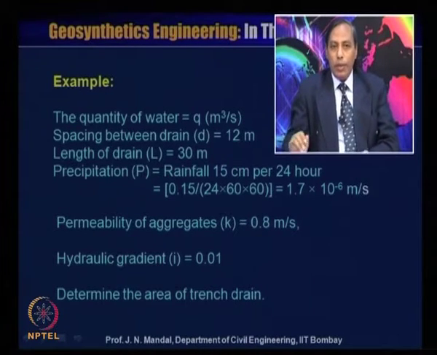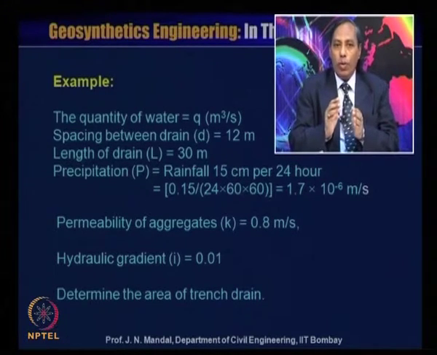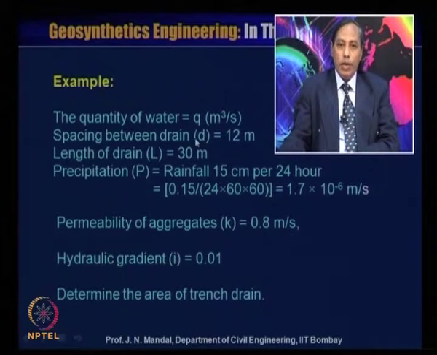For an example, the quantity of water is equal to Q meter cube per second, spacing between the drains D is equal to 12 meter, length of the drain L is equal to 30 meter, precipitation P, that is rainfall, 15 centimeter per 24 hour. That means 15 centimeter, in terms of meter, 0.15. This per 24 hour means 24 into 60 into 60 in seconds.